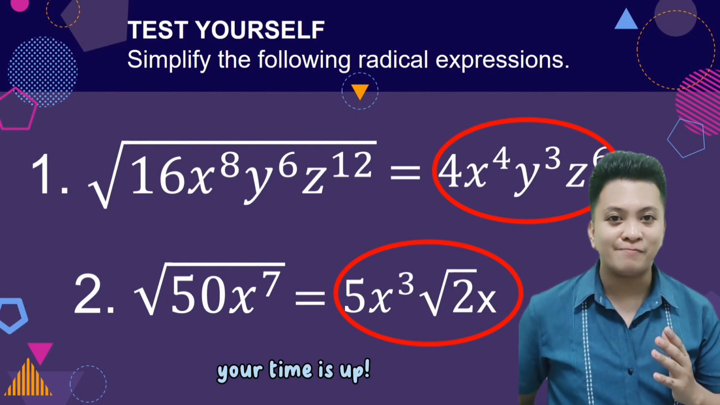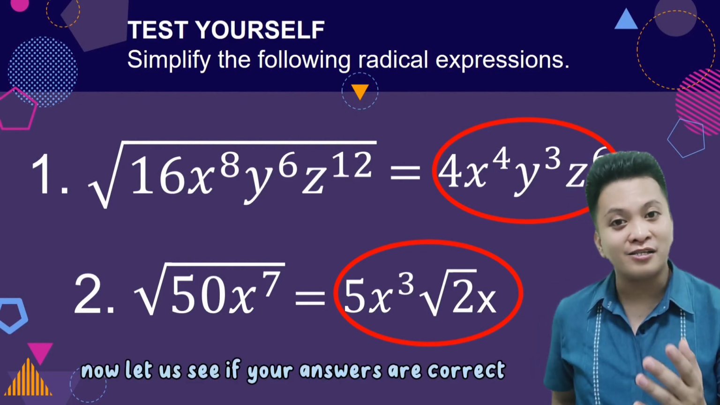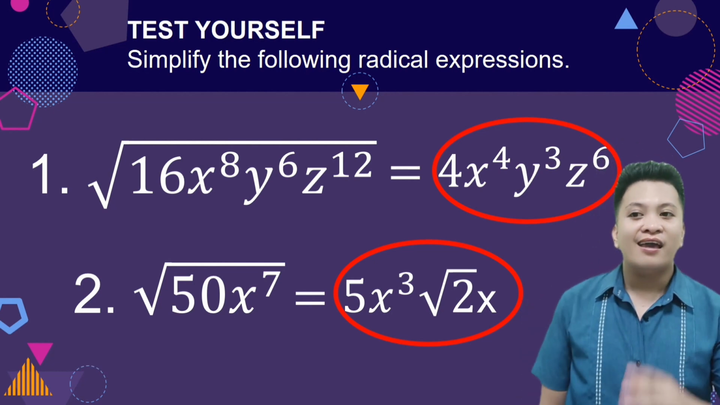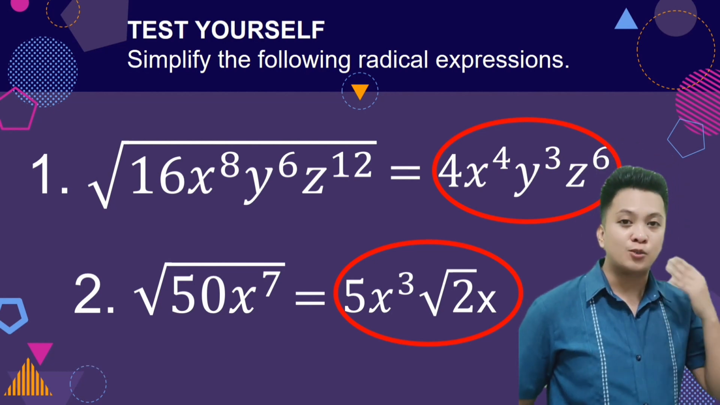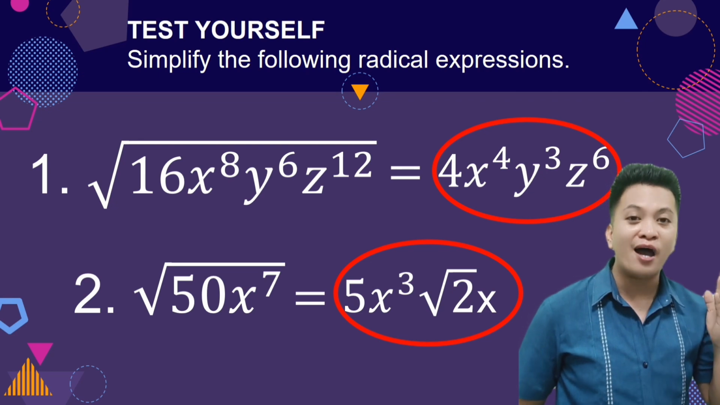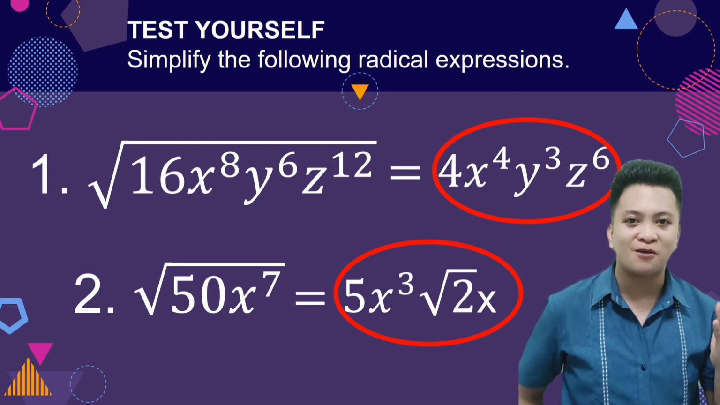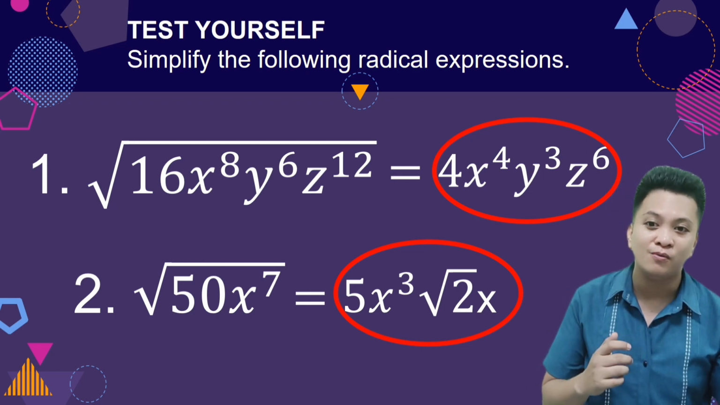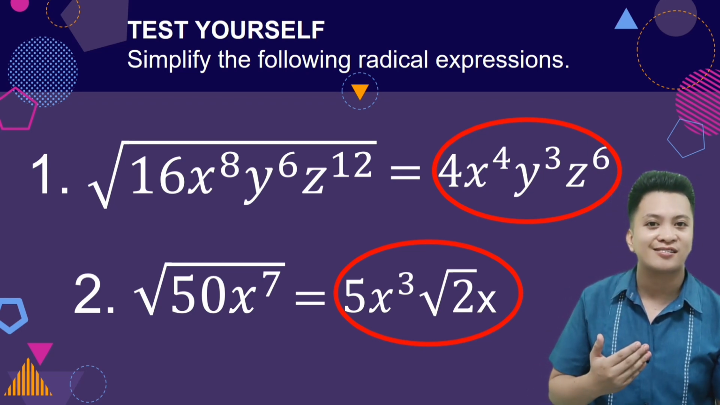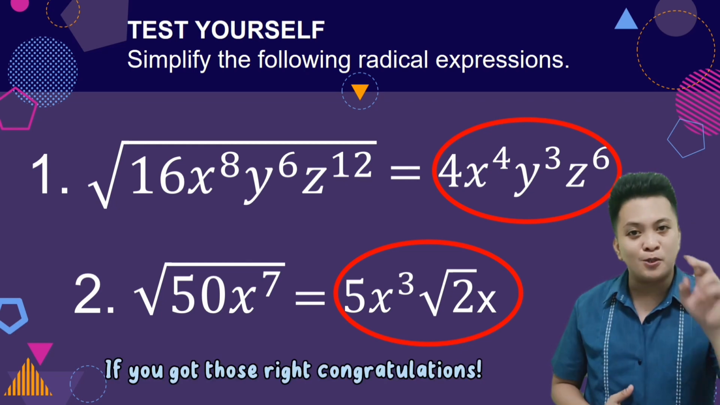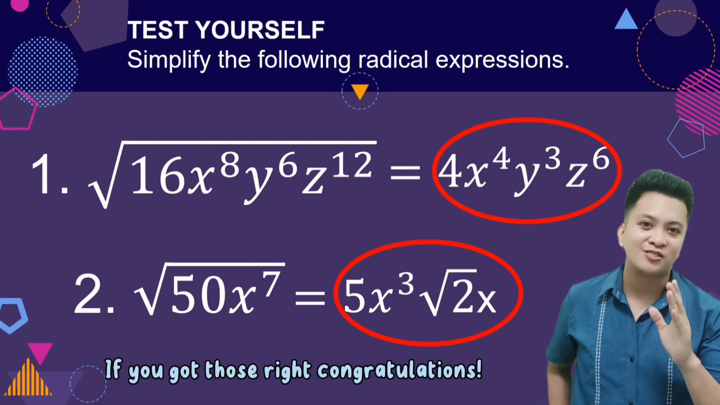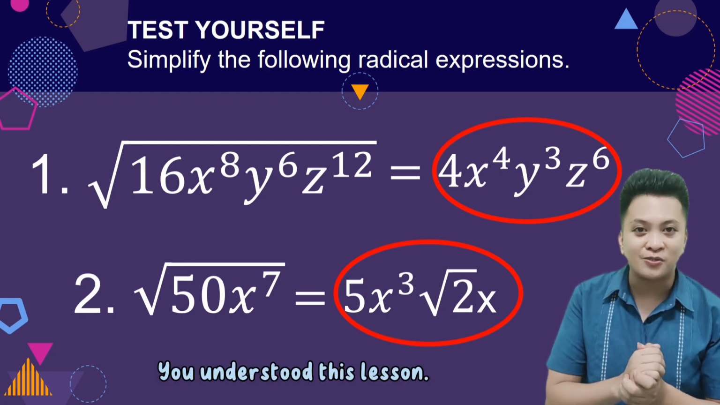Your time is up. Now, let us see if your answers are correct. The answer in number 1 is 4x raised to 4 y cubed z raised to 6. While the answer in number 2 is 5x cubed square root of 2x. If you got those right, congratulations! You understood this lesson.